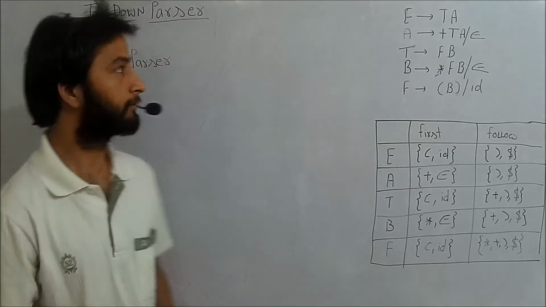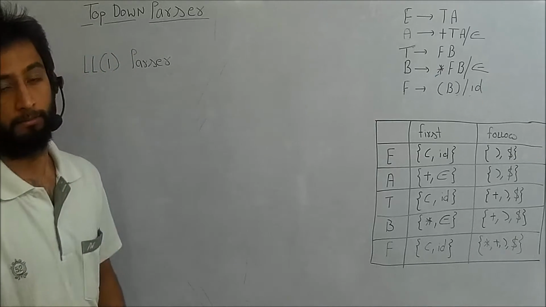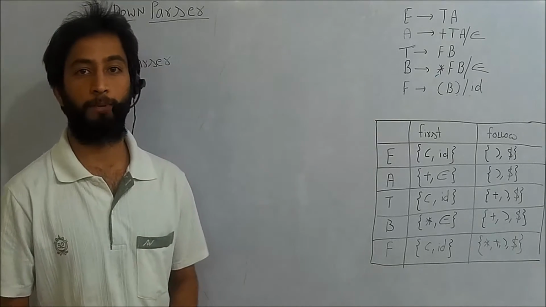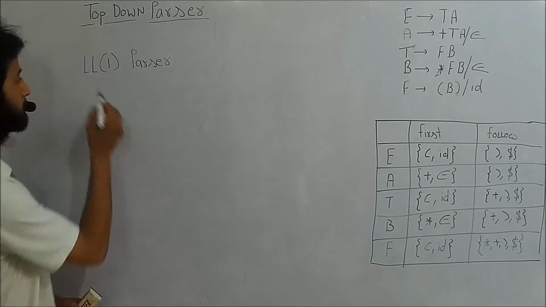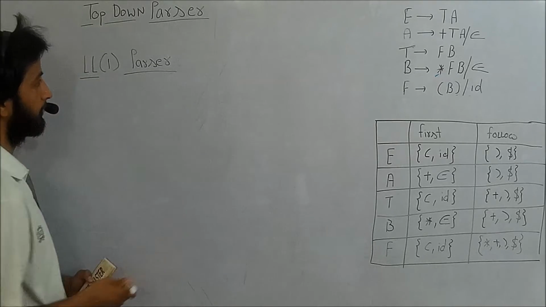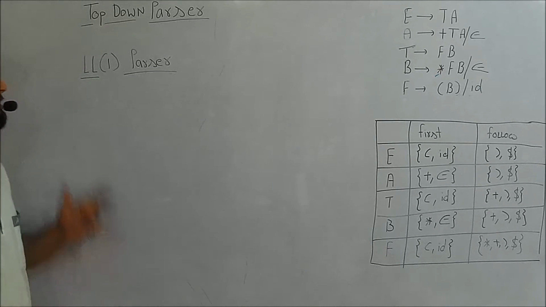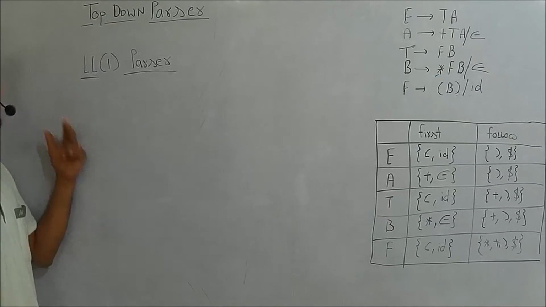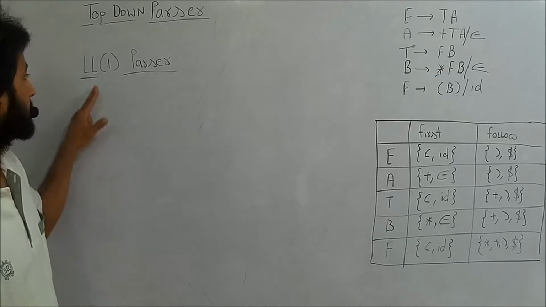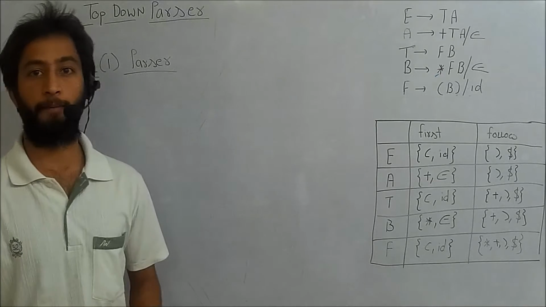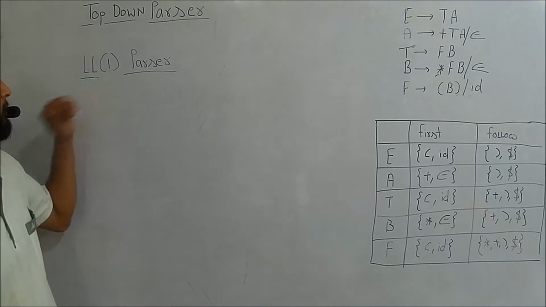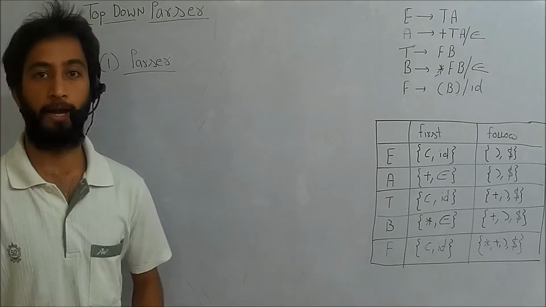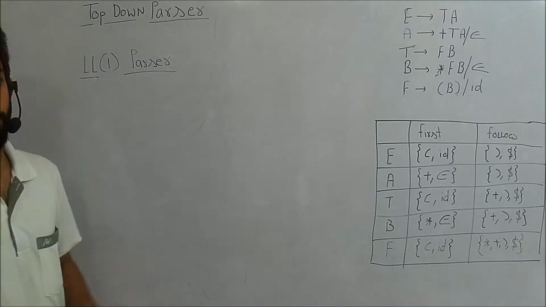So now we will discuss top-down parser. So the first topic in a top-down parser is the LL1 parser. In this LL1 parser, the first L stands for we will always move the string from left to right, and the second L means we will always use leftmost derivation. And 1 stands for the number of lookahead in this parser is 1.